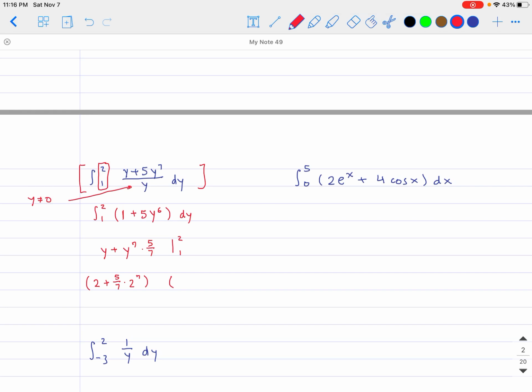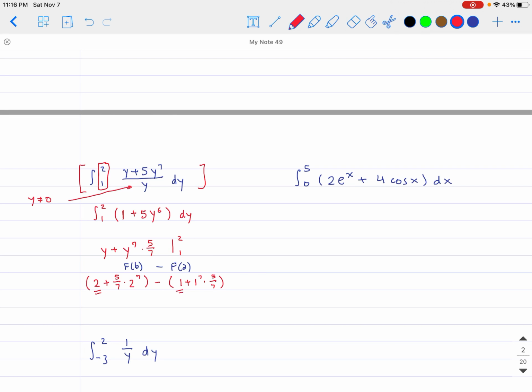Then I'm going to take 1 and plug it in and do the same thing. 1 plus 1 to the 7th power times 5/7, and that's going to be my lower bound. Take the first and subtract the other. And right there, hopefully you can see that that's, like we said, capital F of B minus capital F of A. So we can just go ahead and clean this up, then we've got our answer.